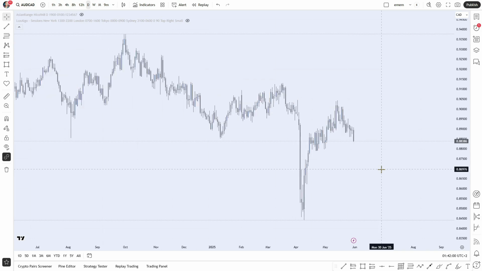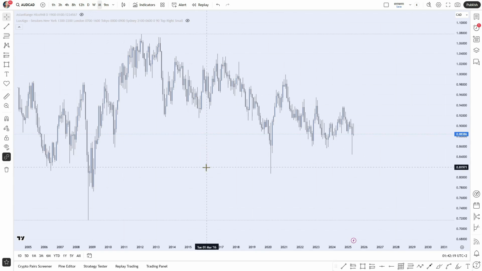Now, that being said, we're going to be using AUD CAD as a case study. One of the trades that we took this week that happens to just be a perfect fit for this internal and external structure problem that many traders face. So here we go. All right, then we're going to start from the monthly time frame.